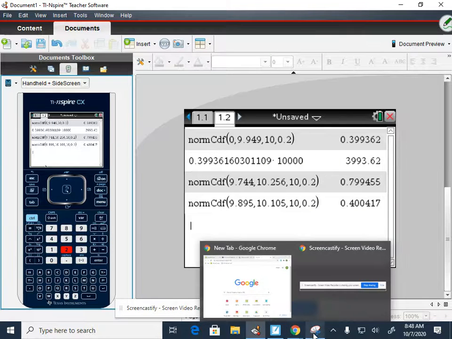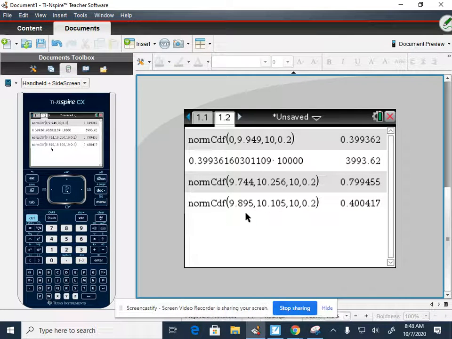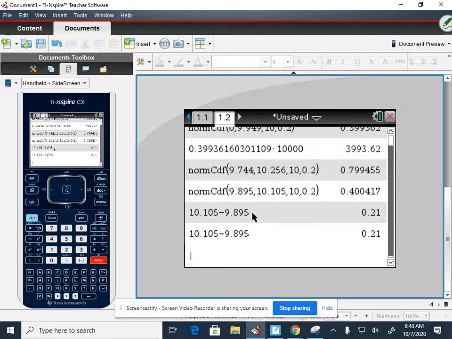And that one's got 40%. And if you were to take those numbers and subtract, that's how wide the interval is.